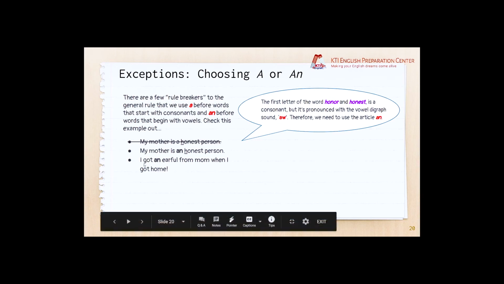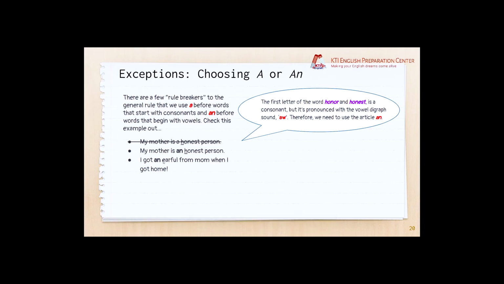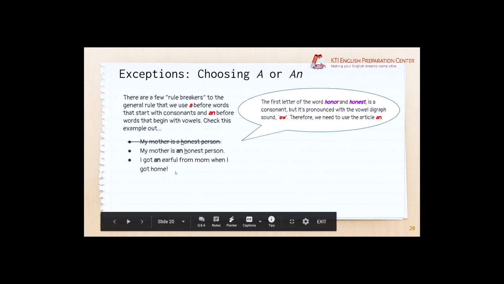The other example I've got here is an earful. Now, this is two vowels, E, A, and R. So you can automatically say, okay, it's got vowels, so you have to have an. But sometimes people mix up and hear it as "a earful." We've still got that double vowel digraph sound. So, "I got an earful from Mum when I got home."